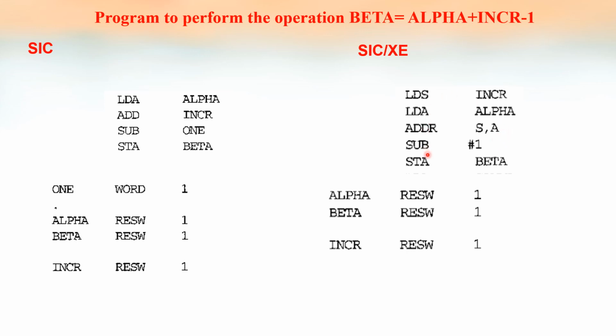Now I have to subtract 1. Here I can use a direct value because it is SIC/XE. Immediate values are represented by prefixing with hash, SUB #1. That means this accumulator content minus 1. That is INCR plus alpha minus 1. And STA beta. STA beta means store the accumulator content back into the memory location beta. So here I have only declared the variables. Constant declaration can be avoided.